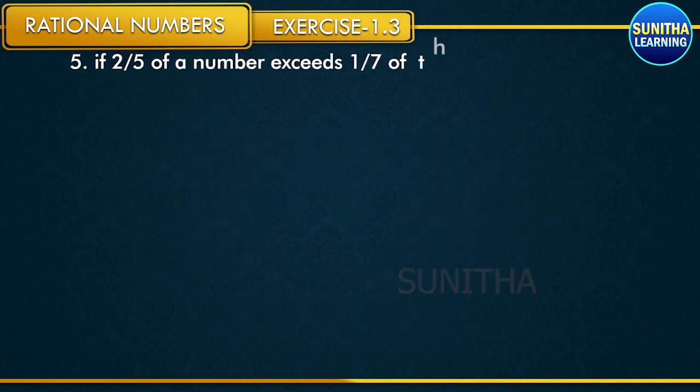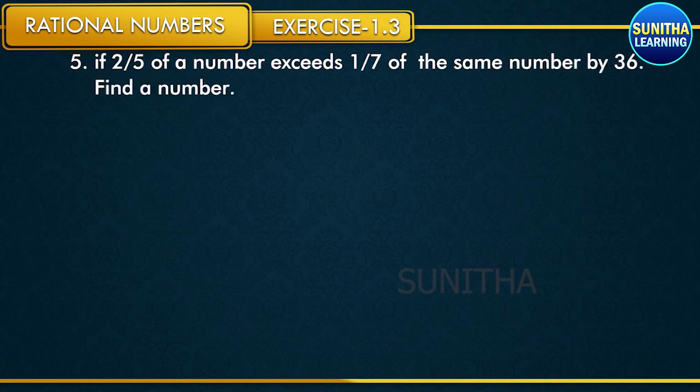Next question is the fifth one. Observe it. If 2 by 5 of a number exceeds 1 by 7 of the same number by 36, then find the number. Clear? Now observe here, he said a number. So do we know that number here? No. So 2 by 5 of a number exceeds 1 by 7 of the same number by 36. Find a number, means let's consider, in this kind of problems always make a habit that whatever number is not given is x. So here I am considering let the number be x.